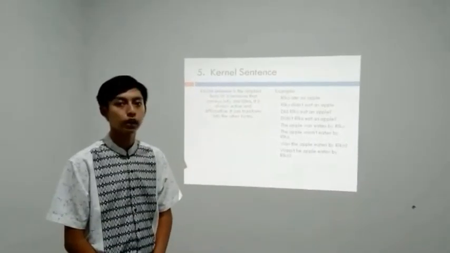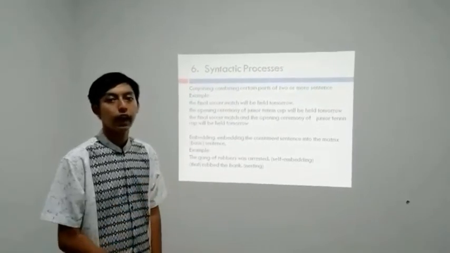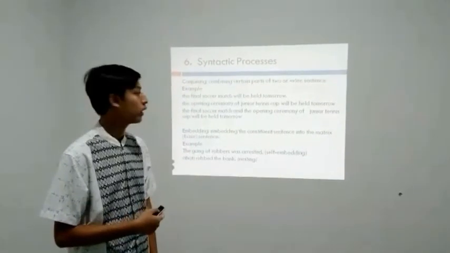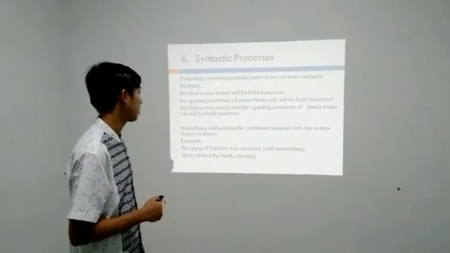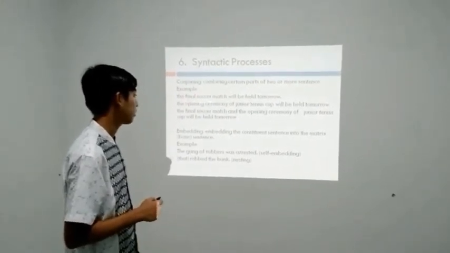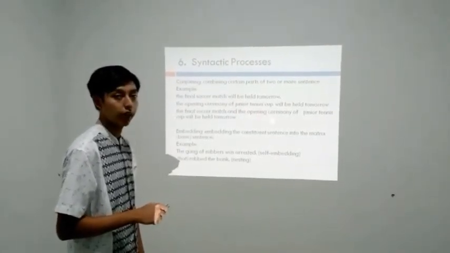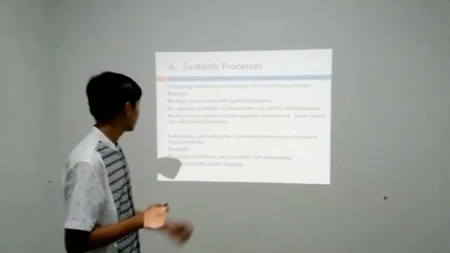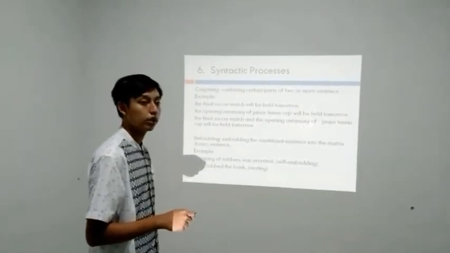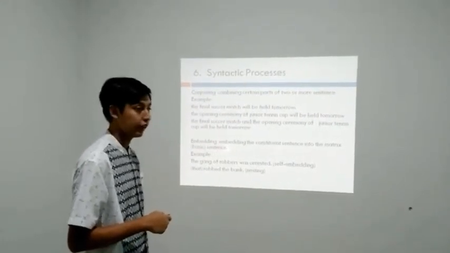Okay. Now let's talk about the last topic. It's about syntactic processes. Actually, there are 4 major processes, but I will take 3 of them. The first is conjoining. Conjoining is combining certain parts of 2 or more sentences. For example, the final soccer match will be held tomorrow. The opening ceremony of Junior Tennis Cup will be held tomorrow. If we combine them, it will be: the final soccer match and the opening ceremony of Junior Tennis Cup will be held tomorrow. The second is embedding.